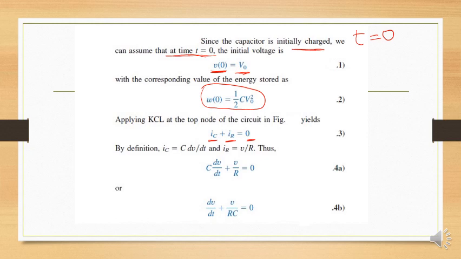Now, what is our next step? We are going to put in the formulas of IC and IR. How can we calculate IC and how can we calculate IR separately? As we know, the formula for IC is C dV over dt. Similarly, the formula for IR is V over R, and the sum is equal to 0. Now, after rearranging, we got this equation: dV over dt plus V over RC.